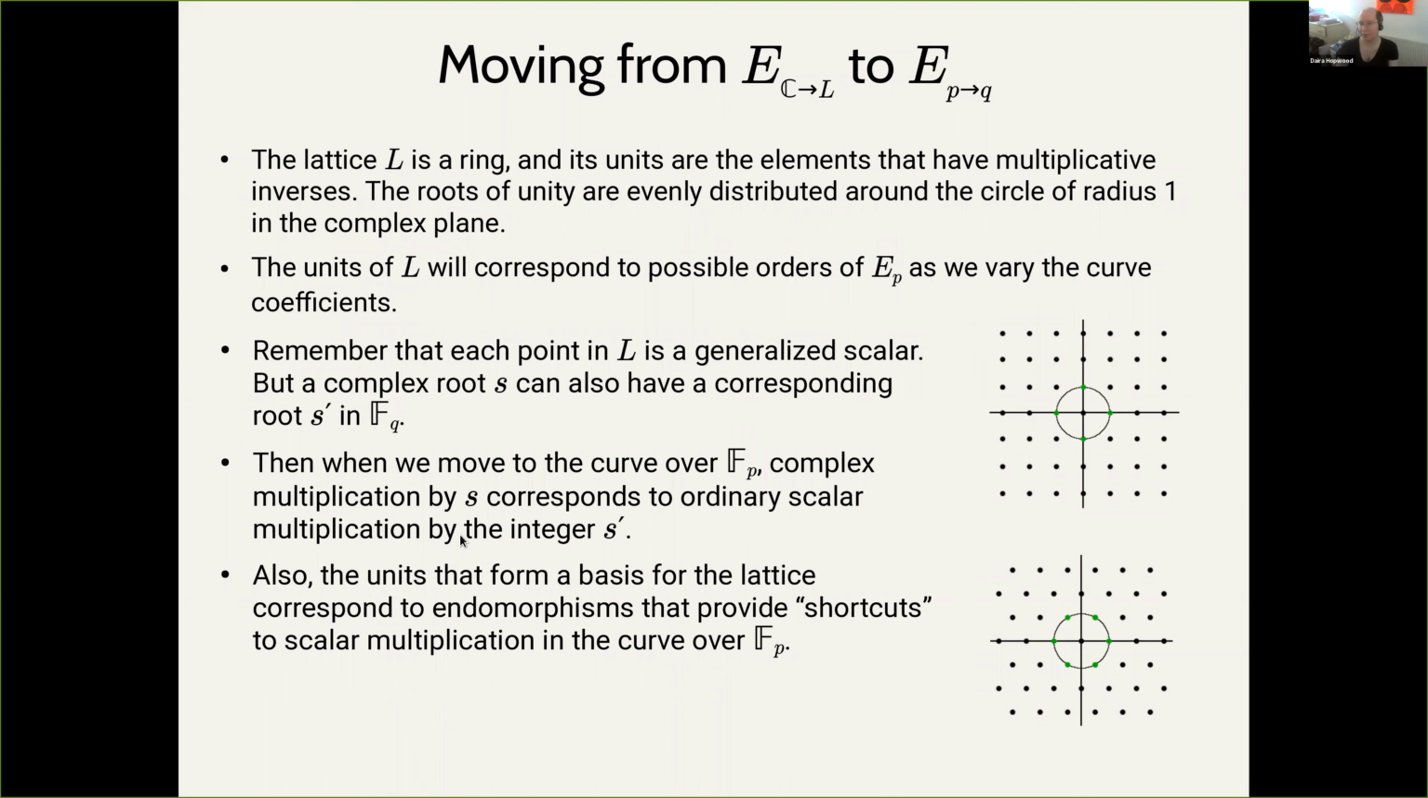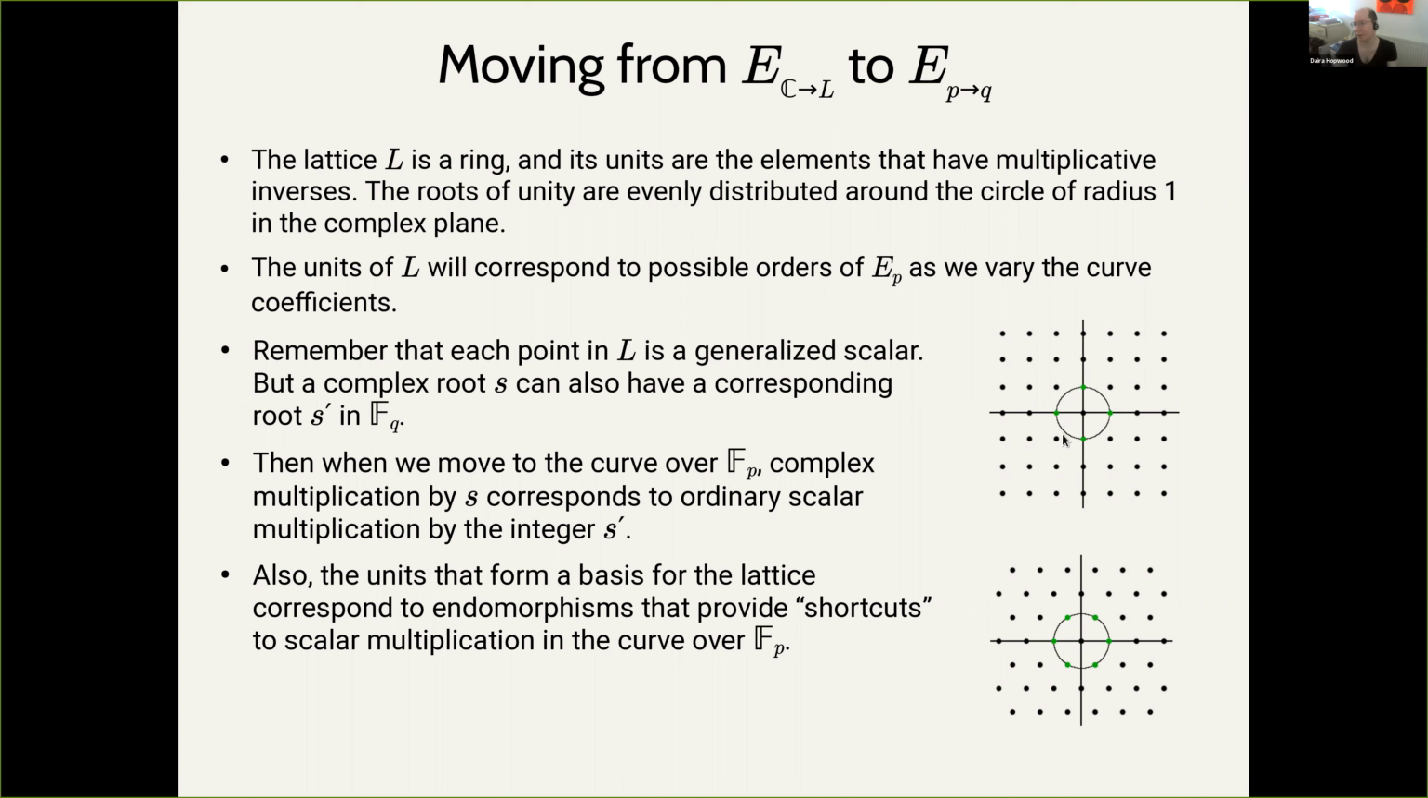Okay, so these lattices form a ring, and we can consider the units of that ring, so the elements that have a multiplicative inverse. So for example, this point at (1, 0) here, its inverse is itself. So it's also in the lattice. So the points for which this is the case fall on the unit circle here.